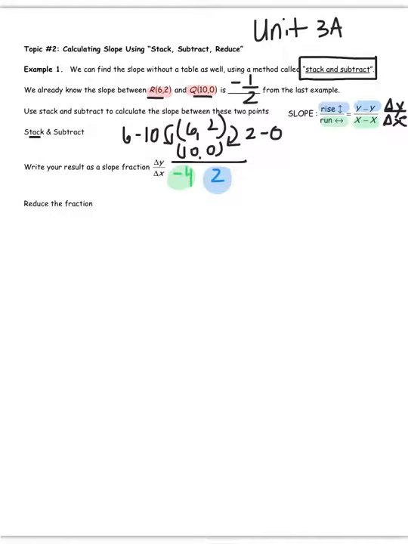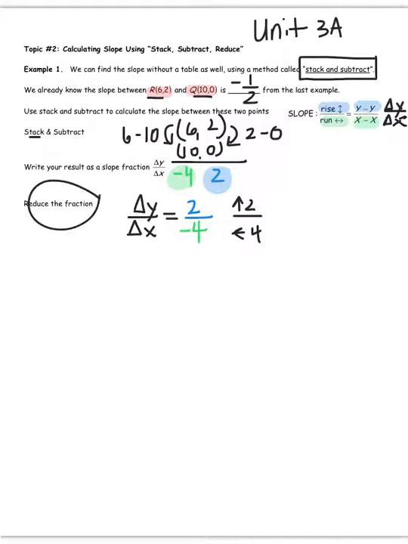So I'm going to rewrite this as change in y over change in x. Remember, my y coordinate is 2, and my x coordinate is negative 4. Now I have found my slope. 2 over negative 4 is my slope. That really means up 2, left 4. That's my slope pattern. But we have one more step, and that's that we're going to reduce our fraction.